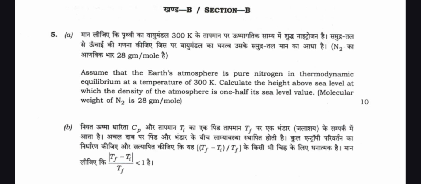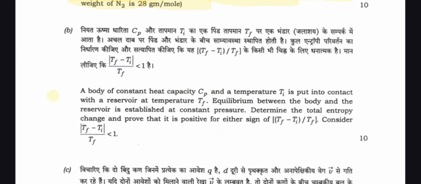So you see. Assume that the Earth's atmosphere is pure nitrogen in thermodynamic equilibrium at a temperature of 300 Kelvin. Calculate the height above sea level at which the density of the atmosphere is 1/2 its sea level value. The molecular weight of N2 is 28 gram per mole. So question 5A and B is here.